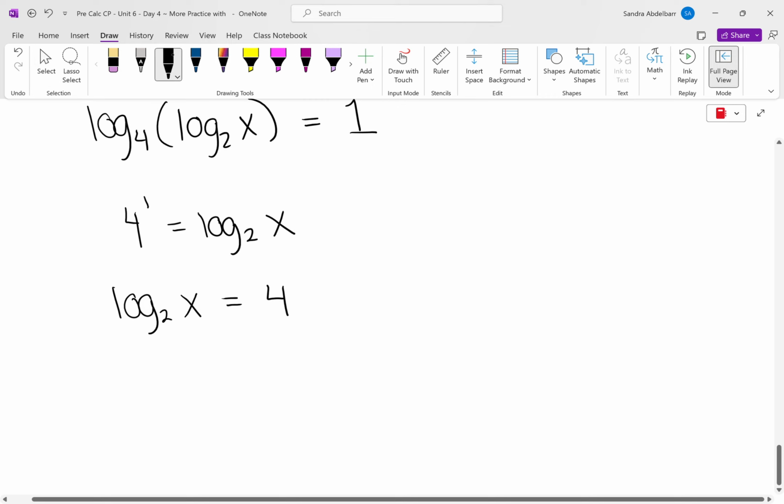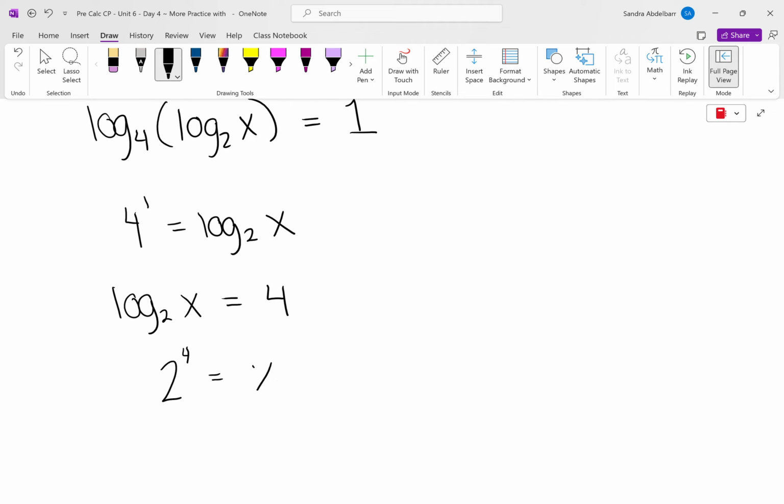Change it back into exponential one last time. How do I change this last part into exponential? 2 to the 4th is equal to x. And what's 2 to the 4th power? So x is equal to 16.